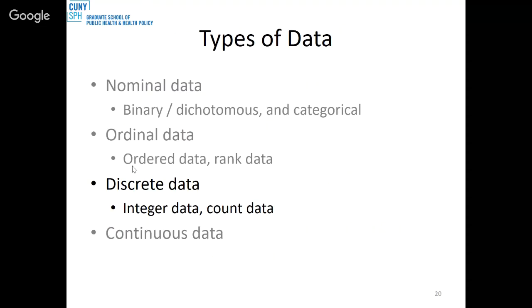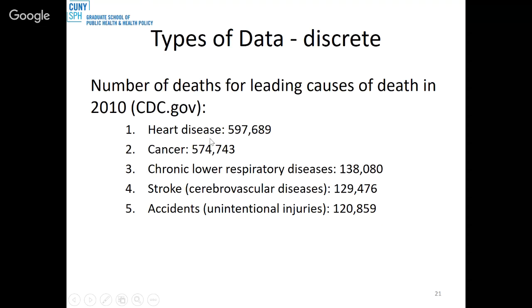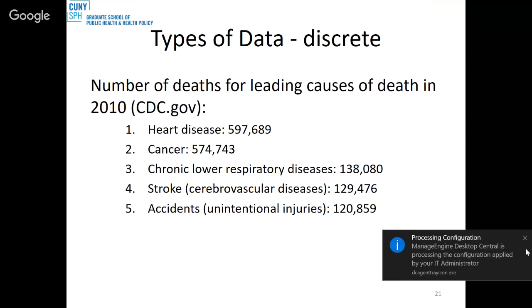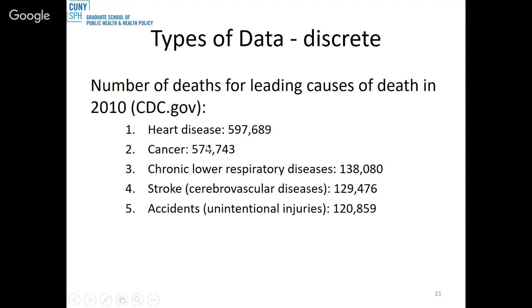So discrete data are the first ones where these are actually numbers, proper numbers in the sense that we can perform arithmetic on them. And discrete data include integer data and count data, such as these actual numbers. So these would be discrete integer data. This is the number of deaths, so it can't take on decimal values. It can only take on these discrete numeric values.